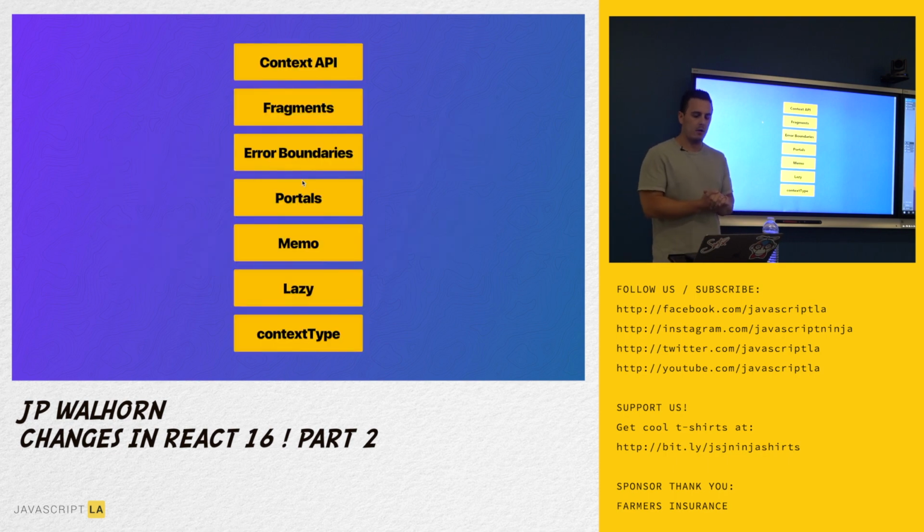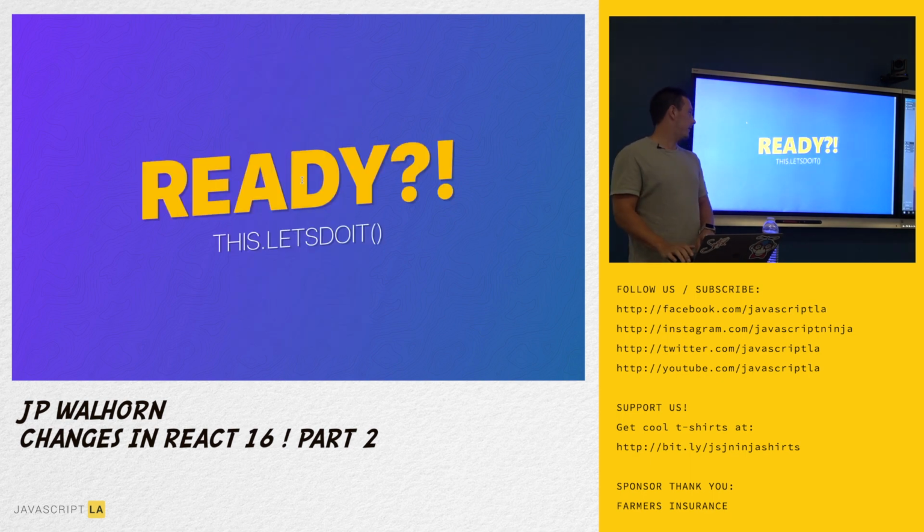We're going to talk about the context API, which has been huge over the last couple of months. We're going to talk about fragments, error boundaries, how we handle errors in version 16, and portals. And then the last 3 things are memo, lazy, and contextType, and all of these things came out yesterday. I'm really excited to talk about those things. I'm not sure if you've heard about them yet, so I'm really excited about those 3 parts at the end. So if you guys are ready, we can kick it off.